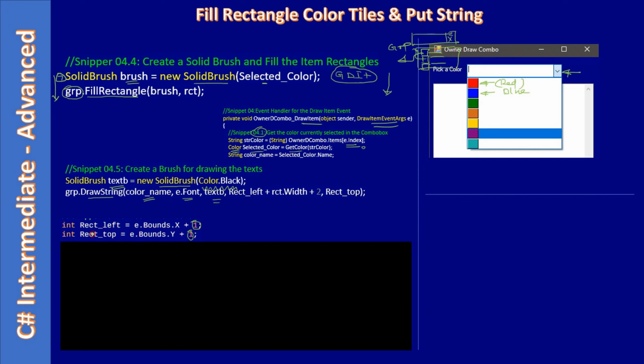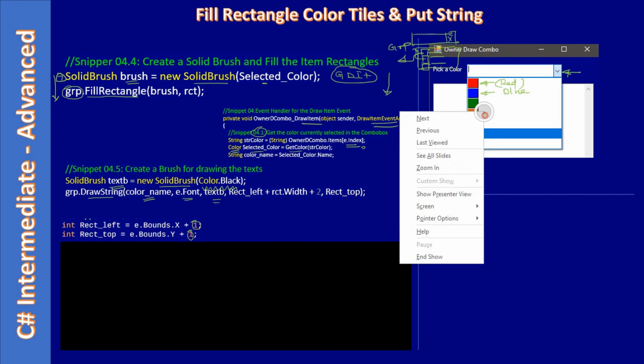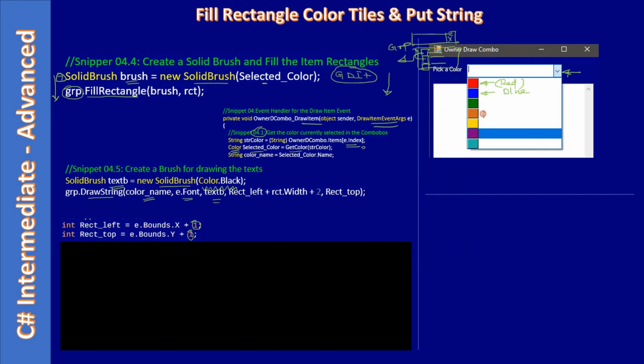After that, rect left. For example, let us consider this very first item: rect left plus rect width plus 2. That means, let's take this item. We want to draw the text string starting from this location. We want to give some gap, and at the same time, for this API, we want to tell where we want to start the text drawing from this left location. So the graphic object is for this one, right? So from here we need to calculate the offset.